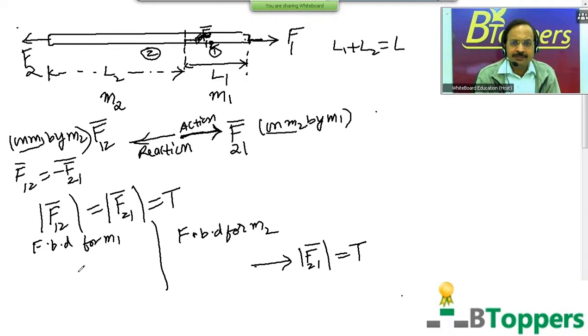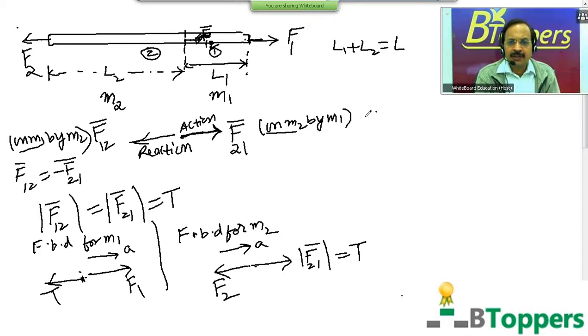The reaction is the force on M1, so it should be indicated in the free-body diagram for M1. The magnitude of this reaction force is also equal to T, which acts toward the left side. Now the force F1, which acts on M1, should be indicated in the free-body diagram for M1. The force F2 applied at the second end of the rope should be indicated in the free-body diagram for M2. Here both are moving with the same acceleration A towards right.